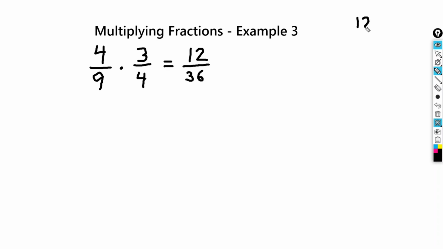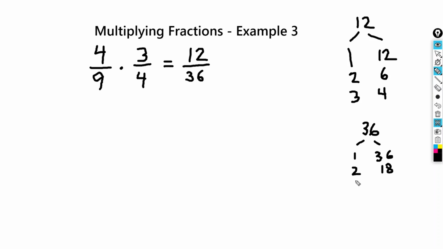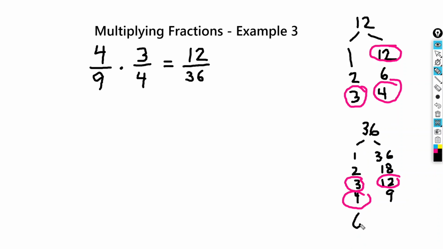Okay, so let's list the factors of 12. So those are 1 and 12, 2 and 6, and 3 and 4. Okay, let's list the factors now of 36. So that's 1 and 36, 2 and 18, and 3 and 12, and we could also do 4 and 9. Okay, so I see some common factors here. I see 12 is a common factor between the two. 4 is a common factor between the two. 3 is a common factor between the two. And actually, you could also do 6 times 6. So 6 is a common factor between the two. 2 is a common factor. And 1 is also a common factor.